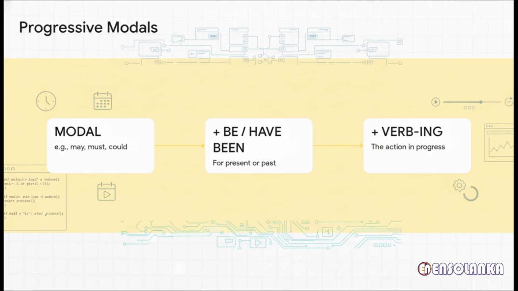So to talk about an action that's in progress, we use what's called a progressive modal. The structure is really simple. You take your modal, you add be for the present or have been for the past, and then you just tack on your verb ending in ing.